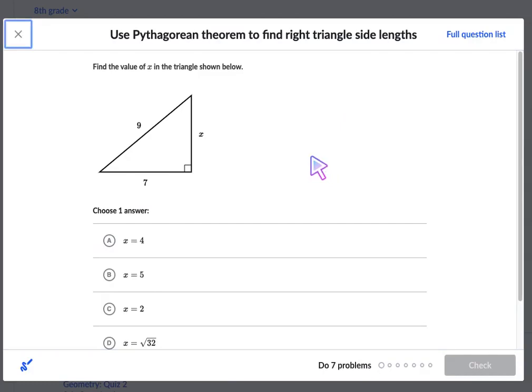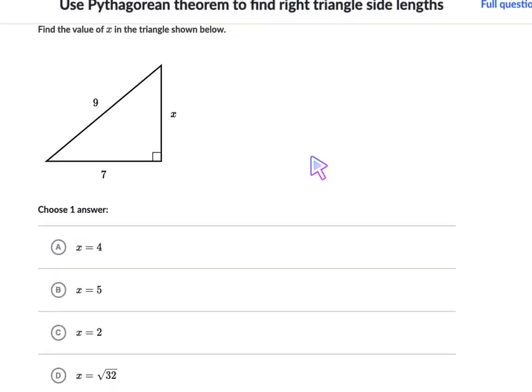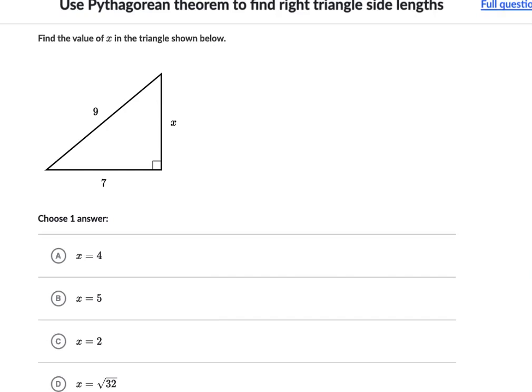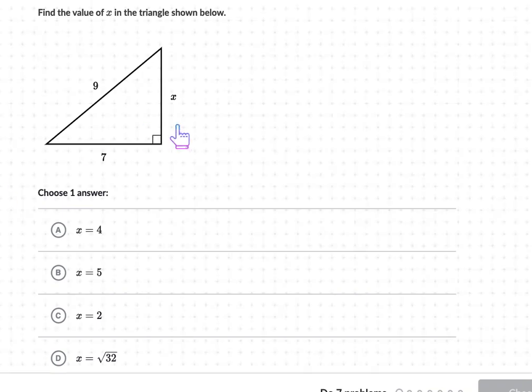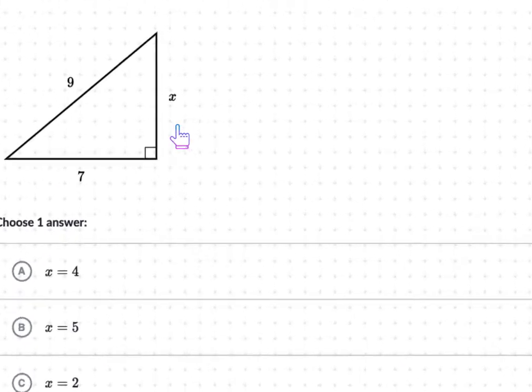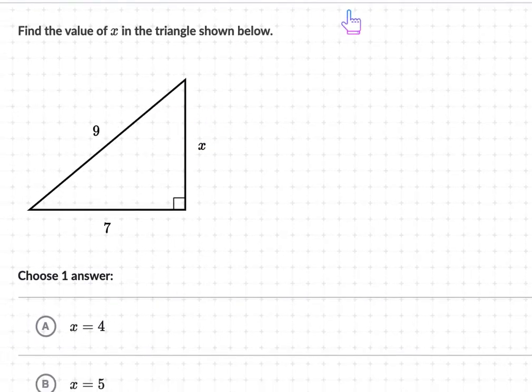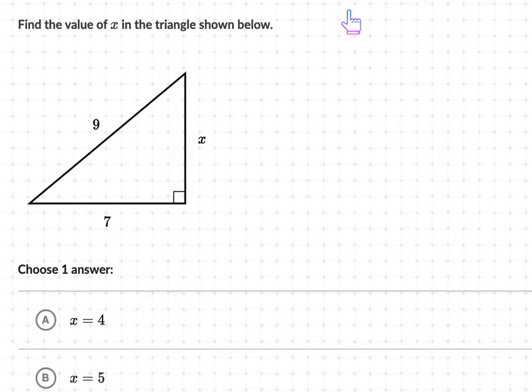Let's do some problems now. So in these problems, they're going to ask you to solve for the value of x in the triangle shown below. Let's do this one together. The first thing I'm going to do when I have these problems is to first find my c, my hypotenuse. Again, it's going to be directly across from my right angle. So this one is c. Again, it doesn't matter what you label as a and b. I could have switched these up and it would have been totally fine.